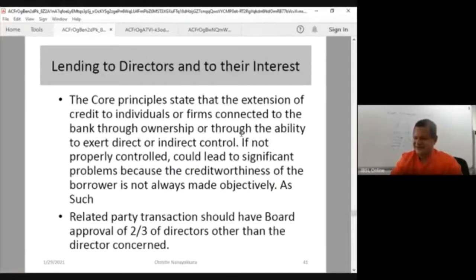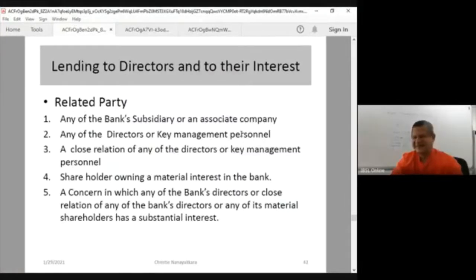Related party, first, let me see who is a related party. Related parties: all these banks have subsidiaries. Most of the banks have another finance company or a leasing company attached to it, 100% funded by the bank. We call it an associate company. Some banks will have their building, the building they occupy, belonging to another company. That company is 100% owned by the bank, and the bank pays the rent. These are for tax concession and various other aspects.